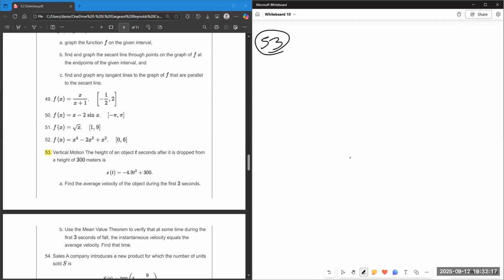53 says, and you're going to want to have your calculators ready. I've already done these calculations for you, but you're going to want to verify them probably. So s of t is -4.9 t squared plus 300, a 300 foot tall building. We're dealing with gravity that's measured in meters per second squared, so we have velocities that are going to be measured in meters per second. So find the average velocity during the first 3 seconds. So we're looking at 0 to 3 for our interval. s of 0 is going to be 300.